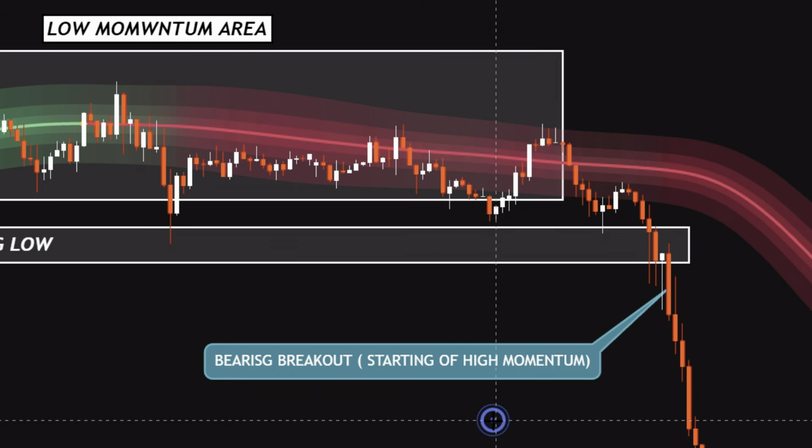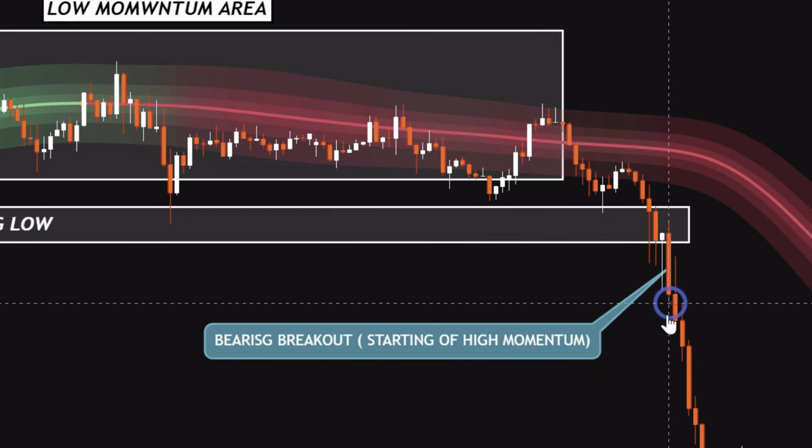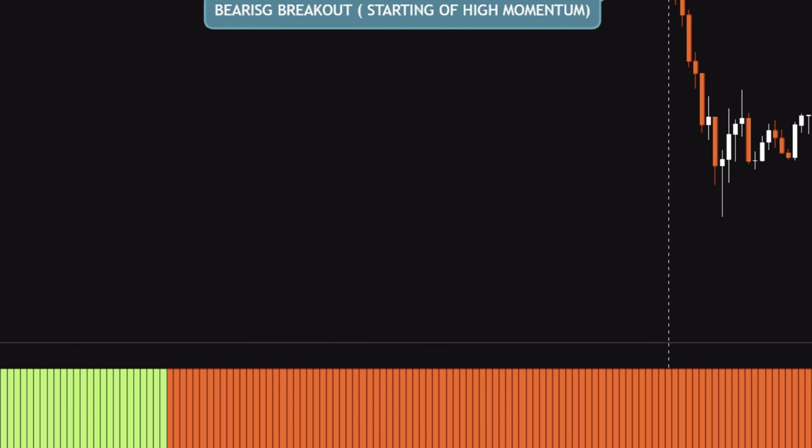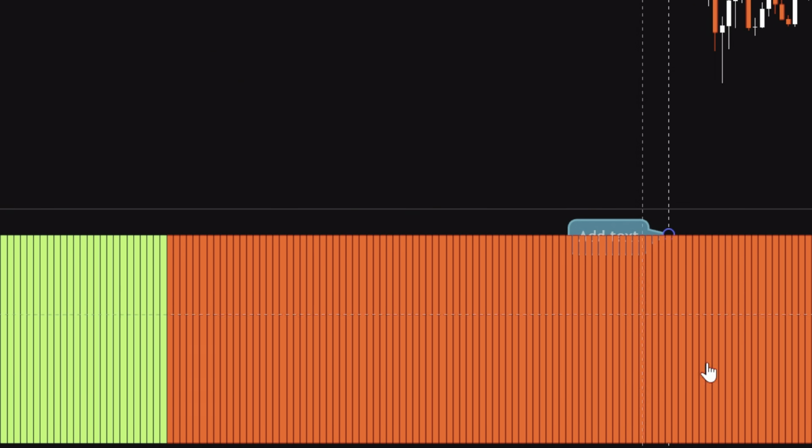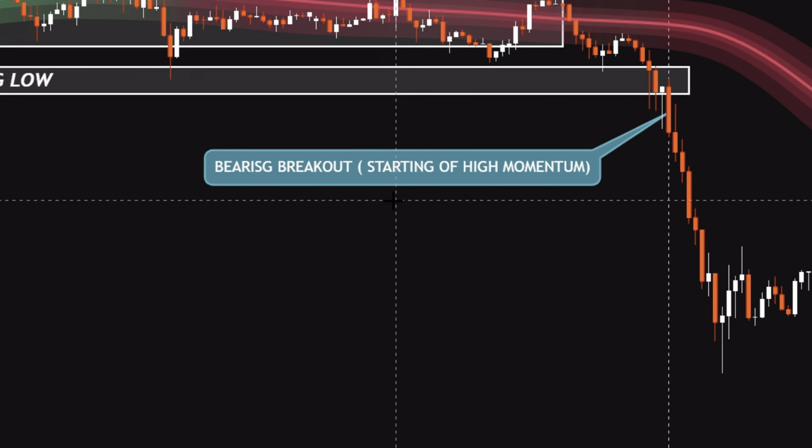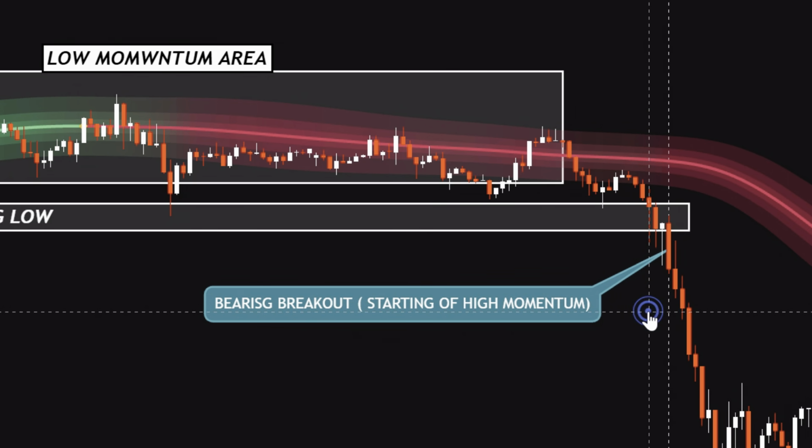But before entering, we need one final confirmation. Look at the downtrend trend ribbon. The columns should also be red. This confirms that momentum agrees with the bearish structure break. Now all three pieces are aligned: trend, momentum, price action. That's when a sell setup becomes valid.